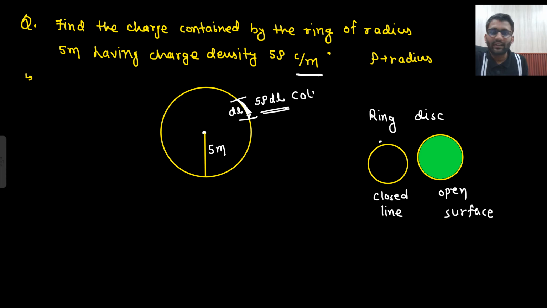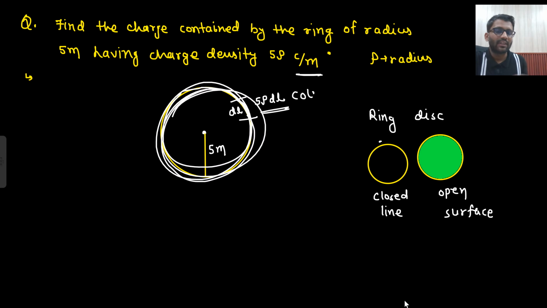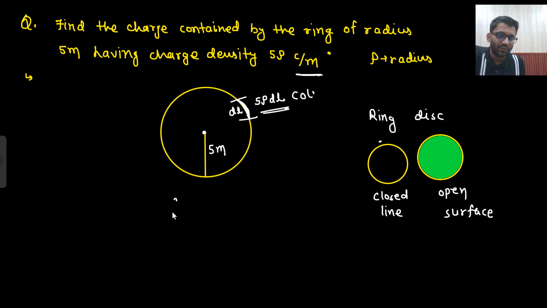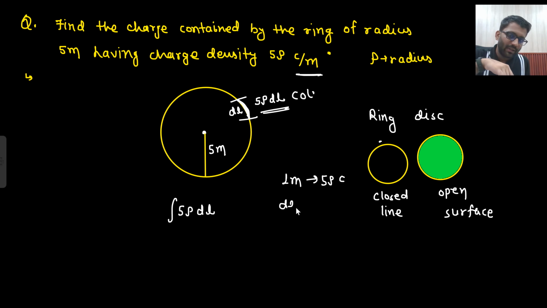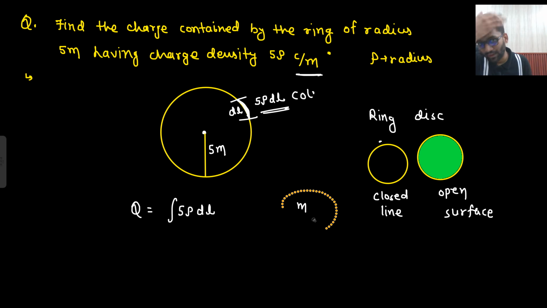And what do I need to find? Find the charge contained by the ring. If I need to find the total charge, I need to do the integration of this 5 rho dl. On 1 meter there is 5 rho coulomb charge, on dl meter there will be 5 rho dl coulomb charge. On the complete ring, how much charge will be there? That I will have to integrate. Is that clear to you? What will be your dl?